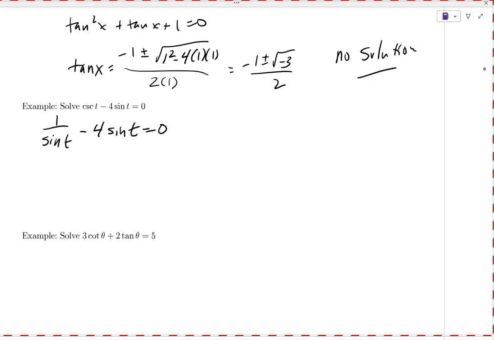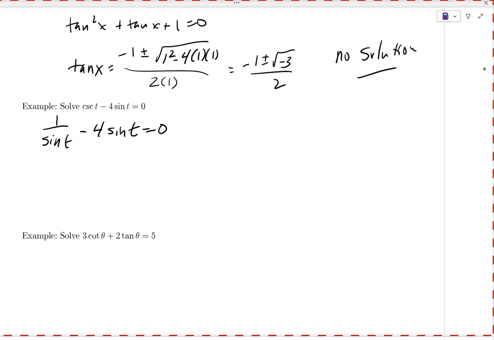This should remind you of solving rational equations. Remember, rational equations involved polynomial over polynomial, rational functions. What was usually your first step when solving rational equations? What did you typically do first? Yeah, multiply by the denominator, right? Get rid of the fractions, correct?